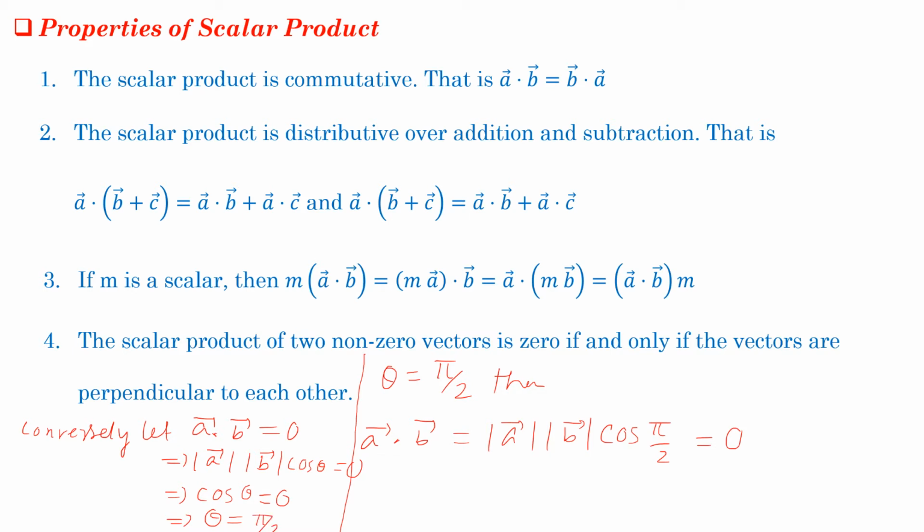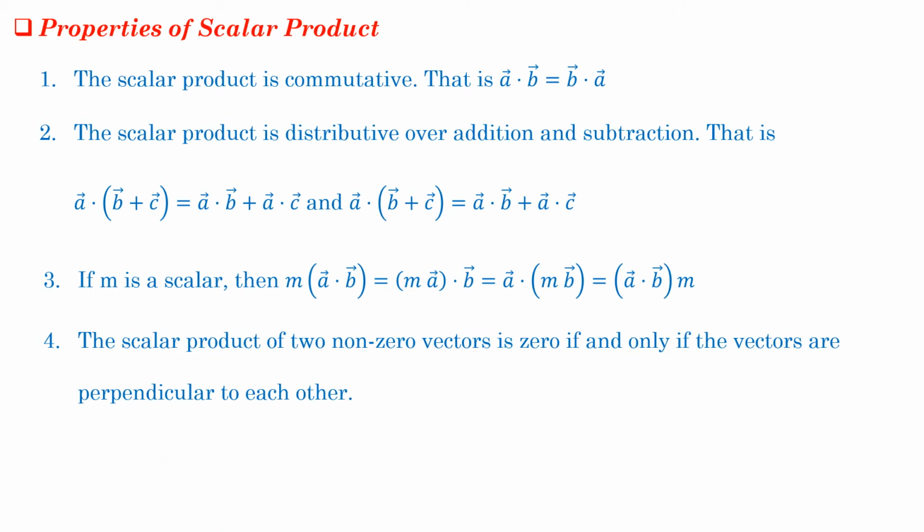So there are two cases. First of all, you say theta is equal to pi by 2, that is, the angle between the vectors is pi by 2, then you have to show that the dot product is 0. And conversely, you take the dot product equal to 0, then you have to show that theta is equal to pi by 2. So I think you understood this.